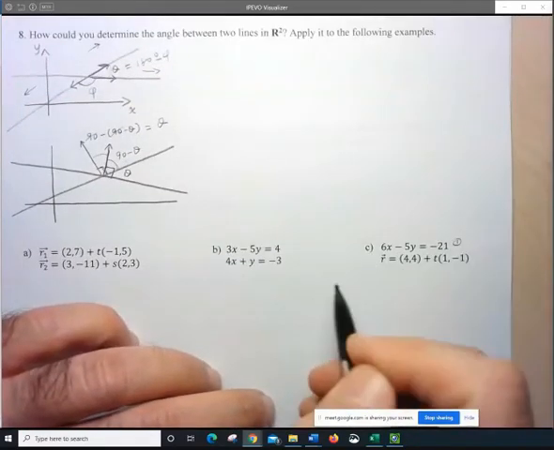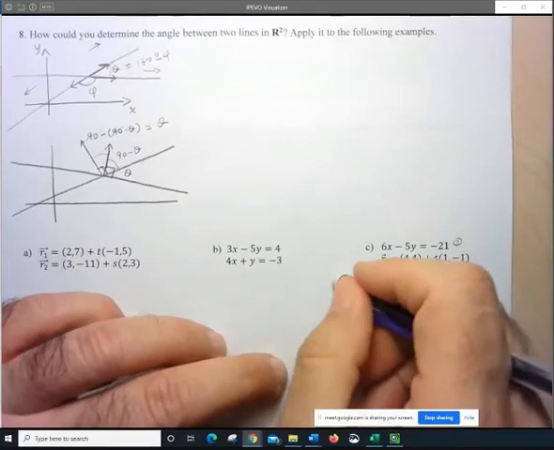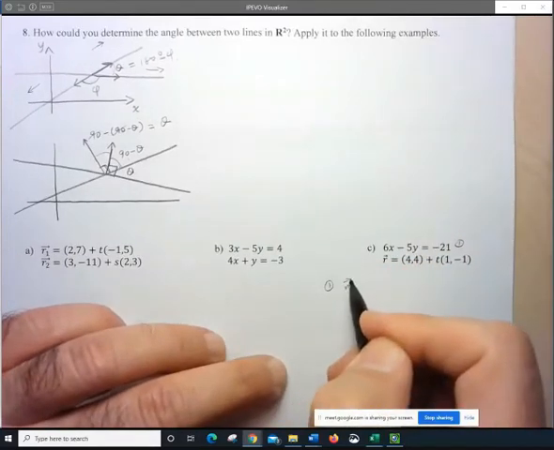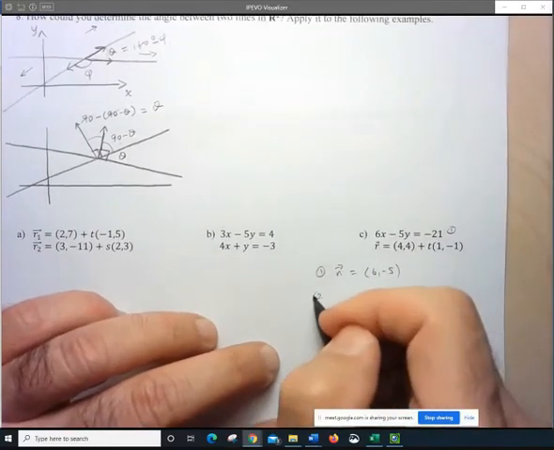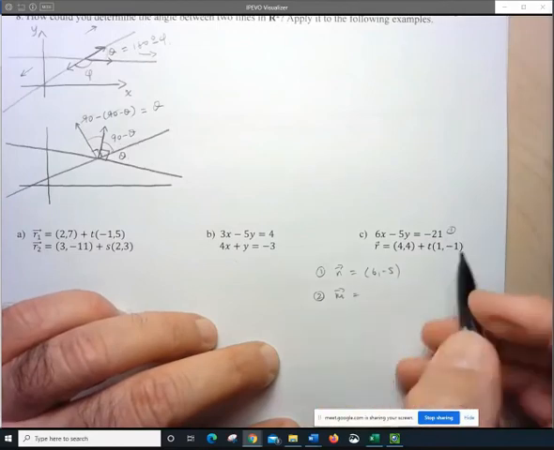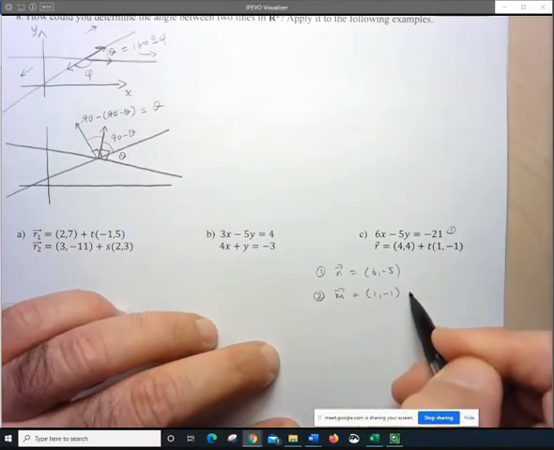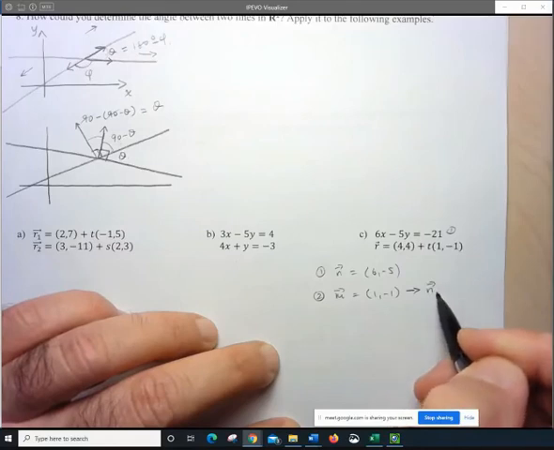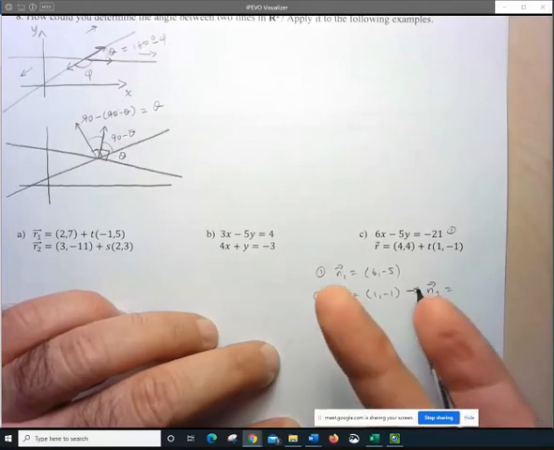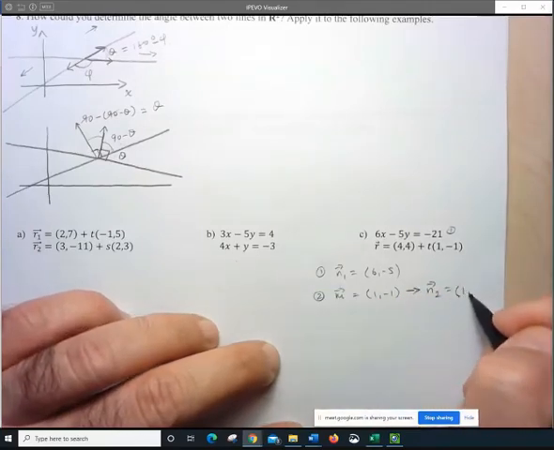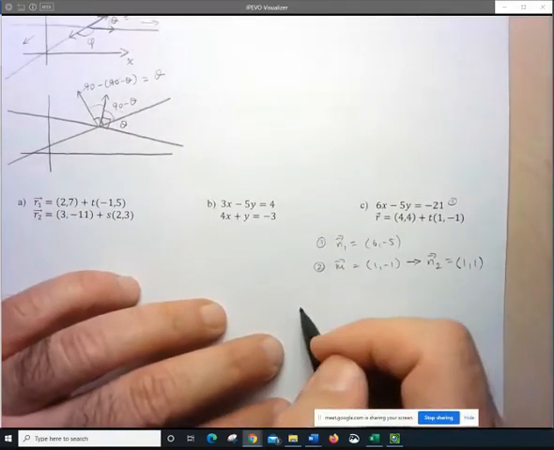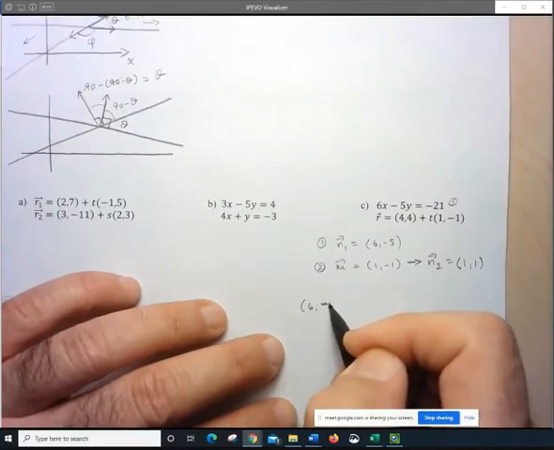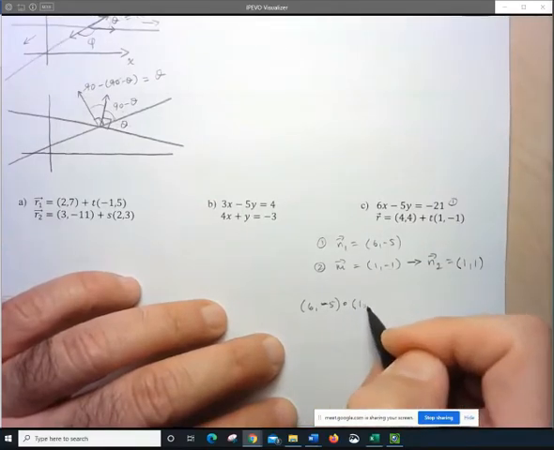Well, I notice from equation 1, whoops, that's equation 1, I have this normal vector, which is (6, -5). Okay, then from my second one, I have a direction vector, which is (1, -1). But how do I take that direction vector and turn it into a normal vector? Well, just flip them around and change the sign of one of them. So there you go, (1, 1).